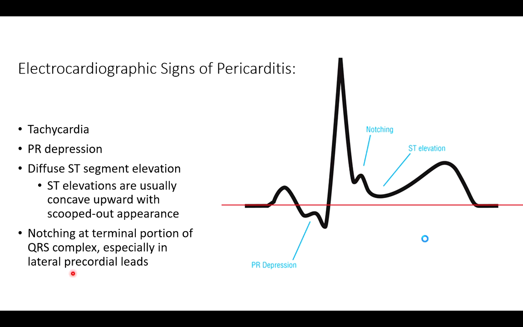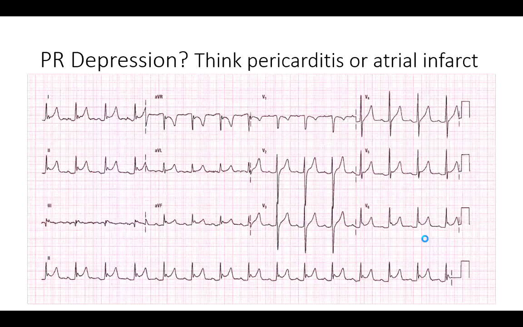Look at this, especially in the lateral precordial leads. I might be looking specifically at V5 and V6. Here's V5. Here's V6. Here's a notching that's occurring. I also see some notching here and some notching here. I see some PR depression, PR depression, PR depression. Hard to tell here, but I've got some indicators here.